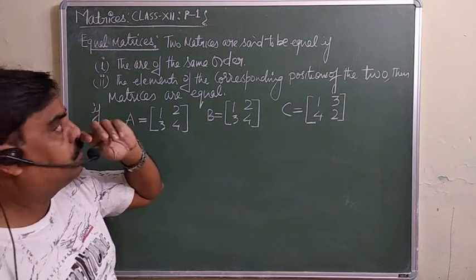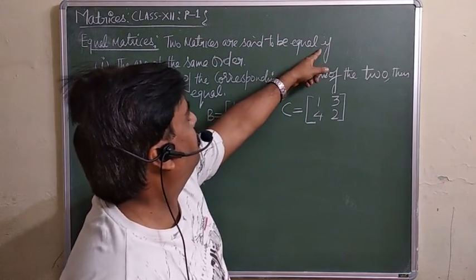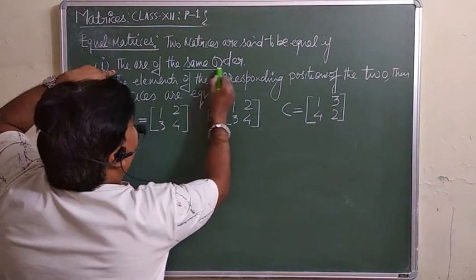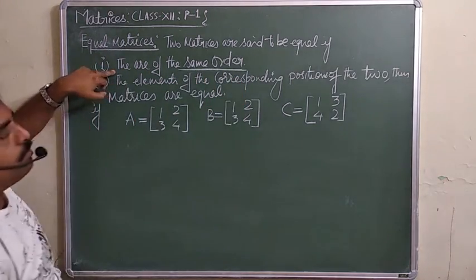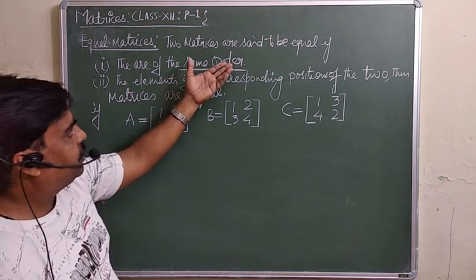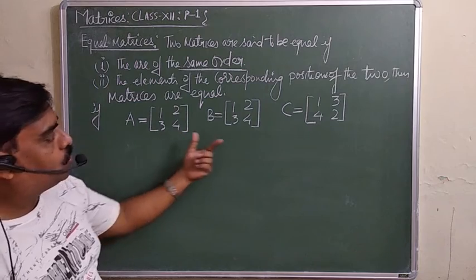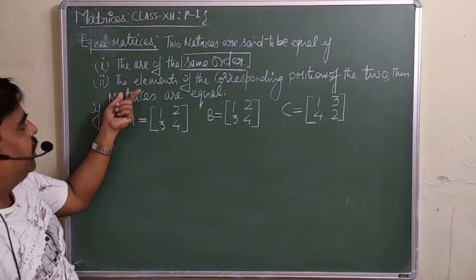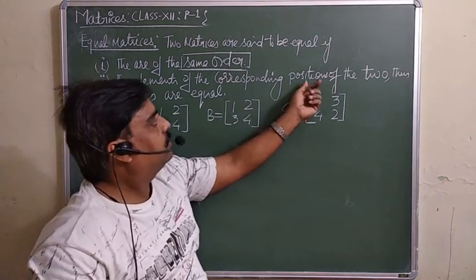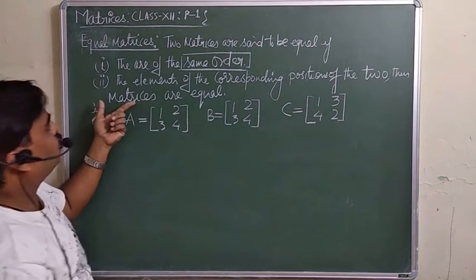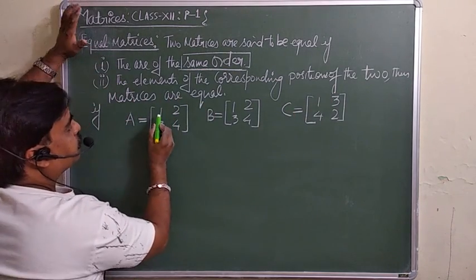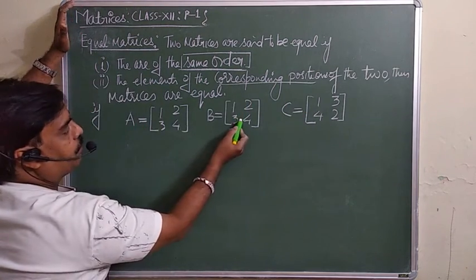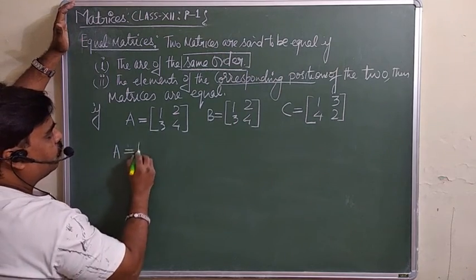Now the equal matrices. Two matrices are said to be equal if, number one, they are of the same order. Both the matrices must be of the same order, which means if one of the matrices is 2 by 2, the other should also be 2 by 2. Number two, the elements in corresponding positions of the two matrices should be equal. Like here is 1, then here is 1, 2 and 2. So here matrix A is equal to matrix B.